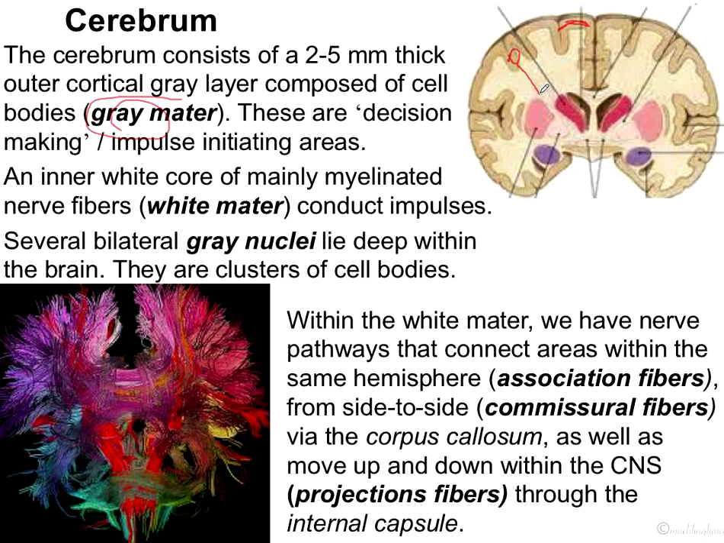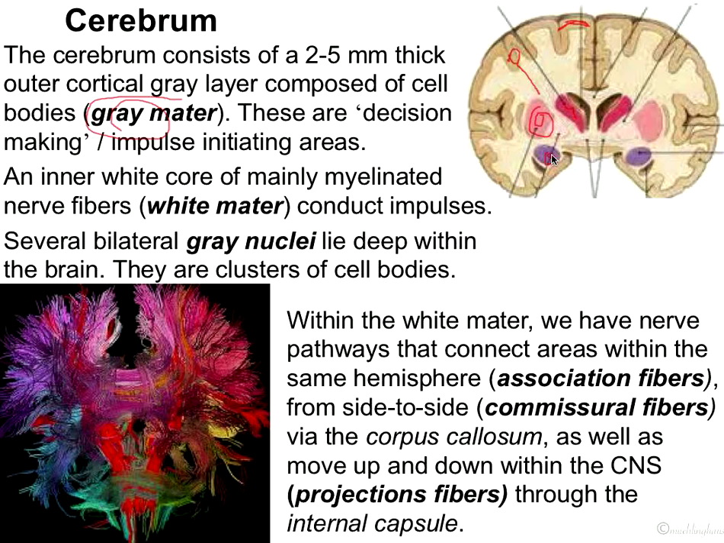And then we also have several bilateral gray nuclei, as we call them, on the inside, deep in the brain. Those are basically clusters of cell bodies. Here they're colored a little bit, so there's some here, there's some here, there's some here, as you can see. And that brings us further in then.